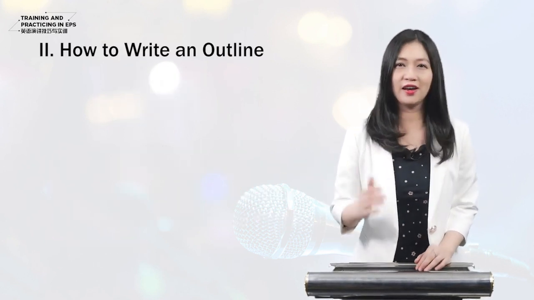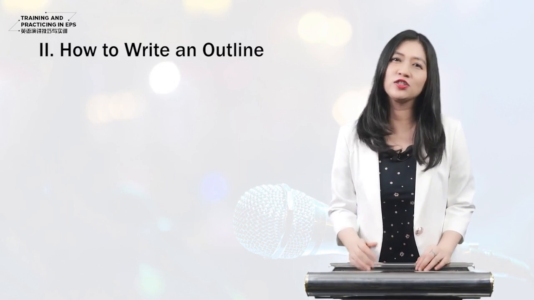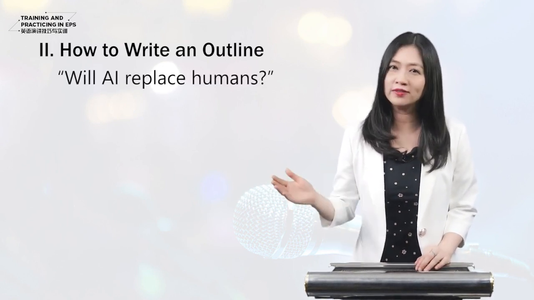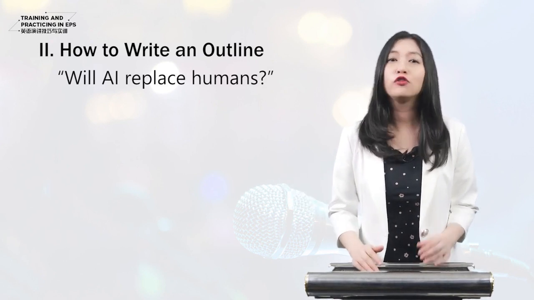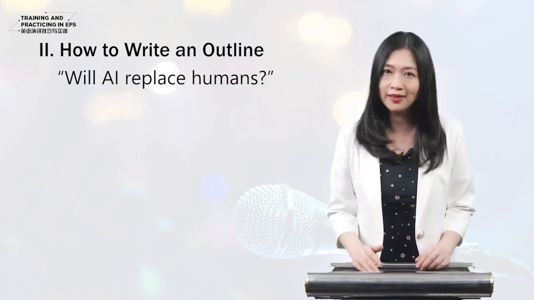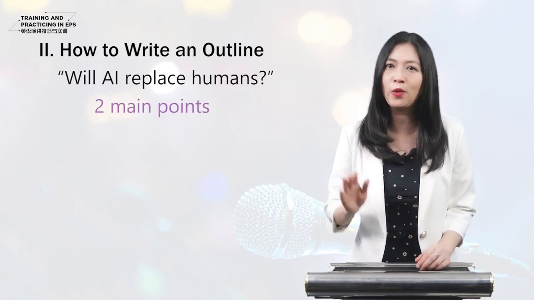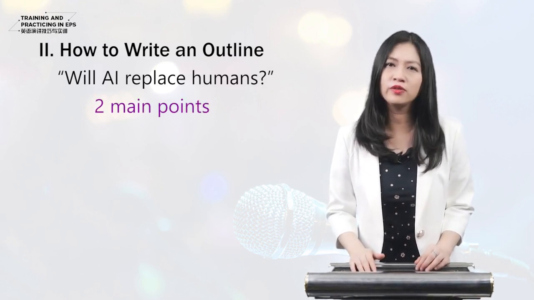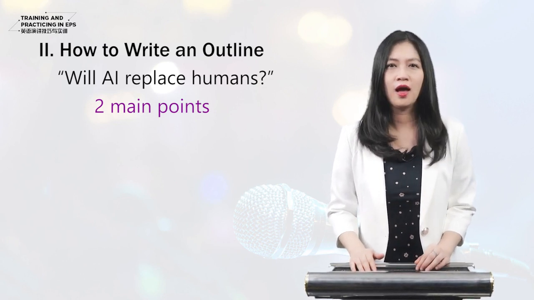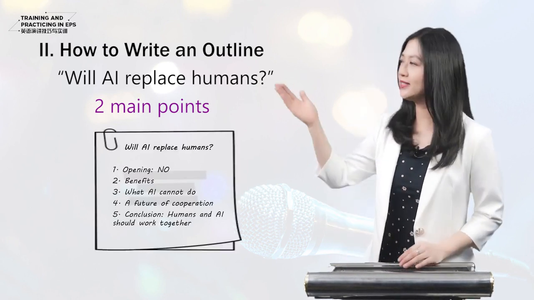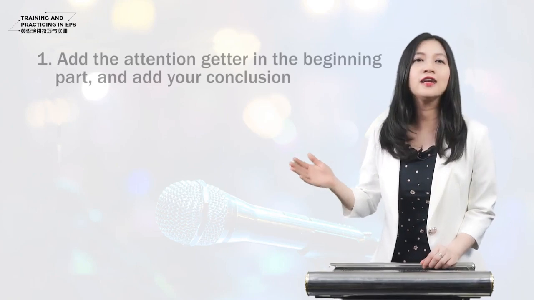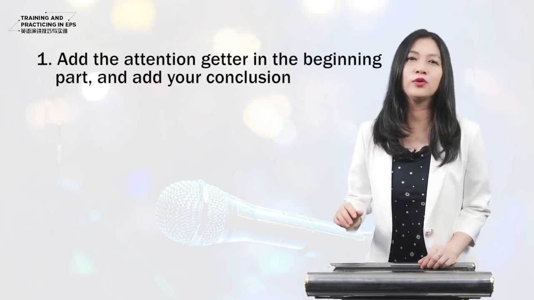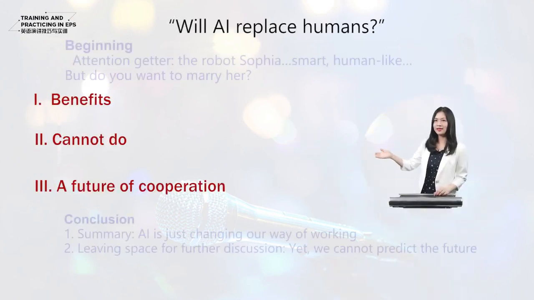Here are several guidelines. Let's just take this 2-minute speech, "Will AI replace humans?" as an example. For a 2-minute speech, normally we would only need 2 main points. But if you have 3, you need to make one of them briefer and shorter. Now we already have them. You can see that. First, add the attention getter in the beginning part and add your conclusion. You can see that.